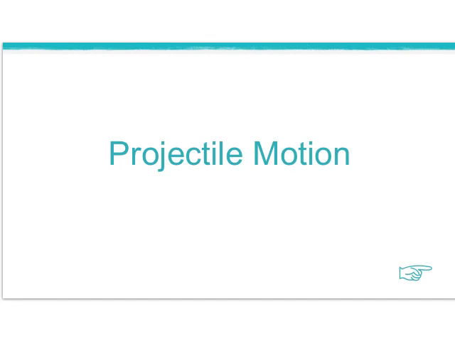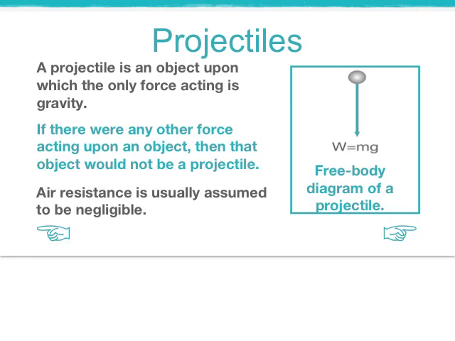So welcome to projectile motion. So what's a projectile? We've done equations of motion on objects moving in one direction only, and a projectile is no different to that. For one thing, a projectile could be defined as an object whose only force acting is gravity. Okay, now that's very important and something we're going to come back to.